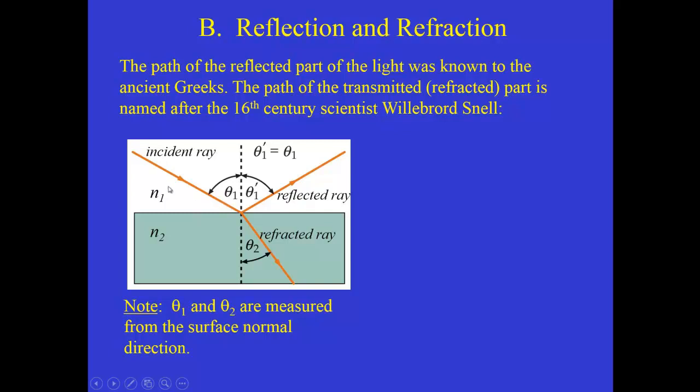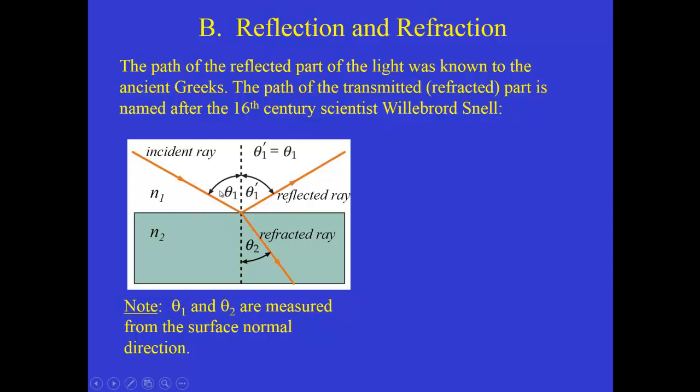First of all, though, if we look at the incident path of a ray of light traveling towards an interface between medium 1 and medium 2, as we said, part of that light will be reflected. That's the reflected ray path, and part of it will be refracted. And there was a simple property that was known to the ancient Greeks, which is that the reflected ray makes an angle with the normal direction to the surface that's the same as the incident angle.